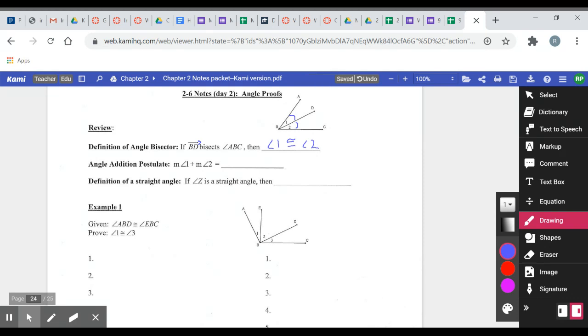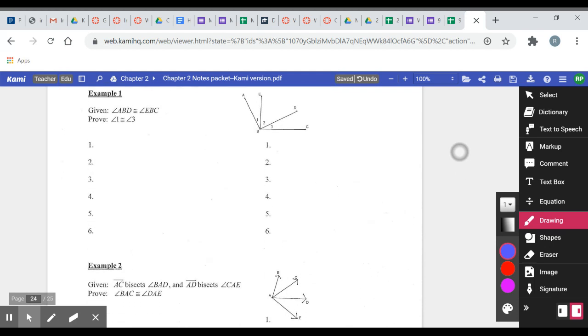Angle addition postulate says that the two little angles have to add up to the big angle. So in this specific case, the measure of angle 1 plus the measure of angle 2, those two little angles, must add up to the whole big angle, which is the measure of angle ABC. And the last one is definition of a straight angle. If angle Z is a straight angle, then what would we know for sure about angle Z? That the measure of angle Z has to equal 180. Okay, so let's try some proofs involving this information.